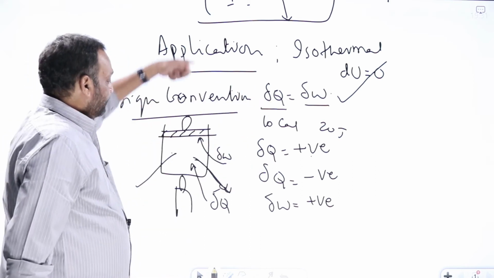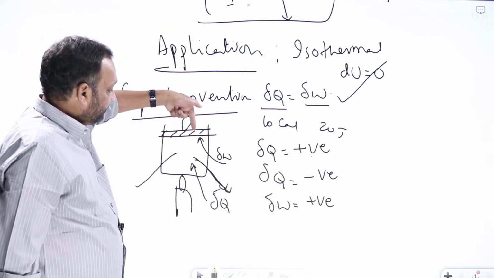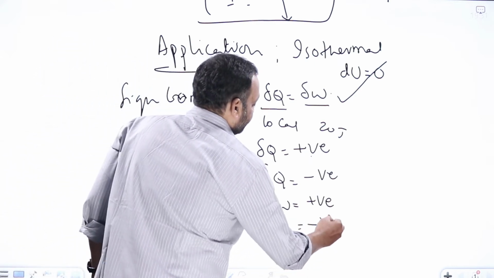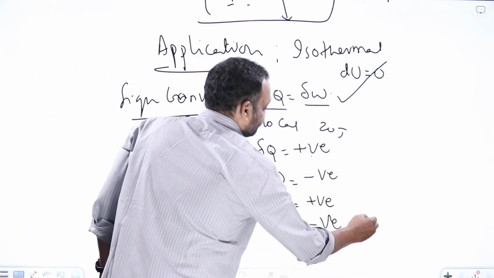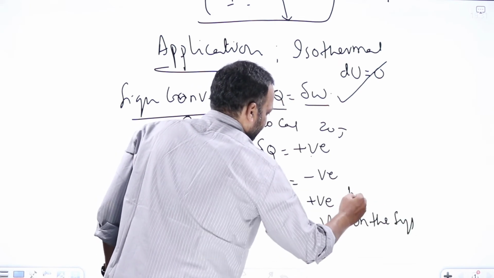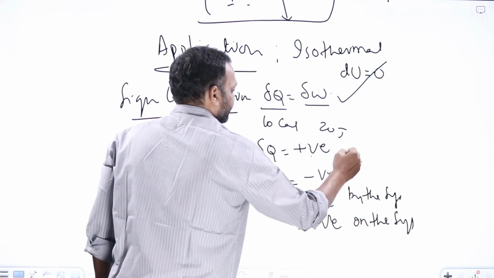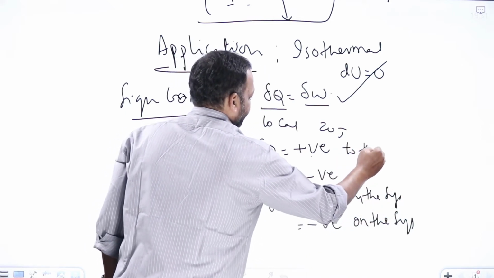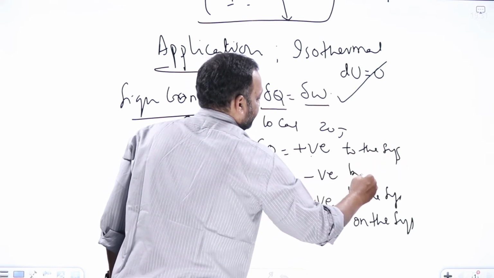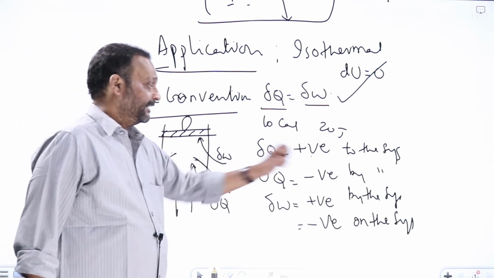Now if I push the piston downwards, I am doing work on the piston, right? Piston is moving downwards. Okay, then that work is negative. Work done on the system is negative. Work done by the system is positive. Heat given to the system is positive, right? Heat given out by the system is negative, right?